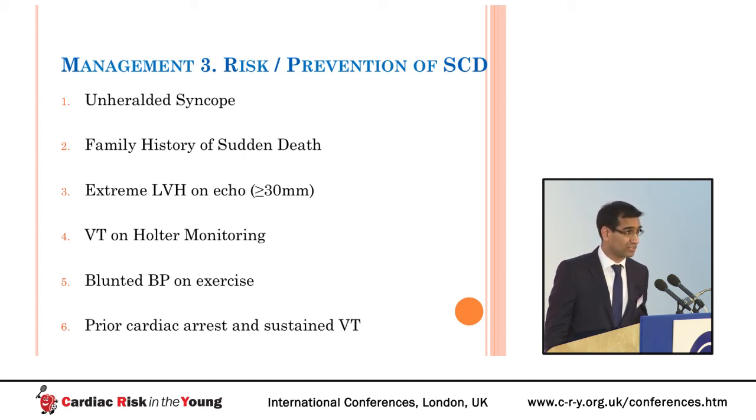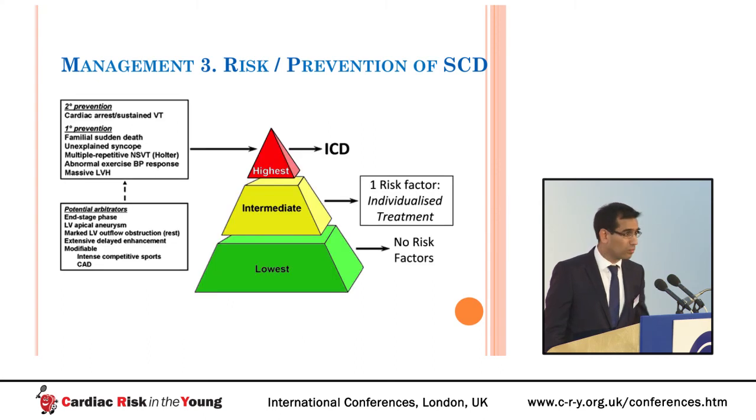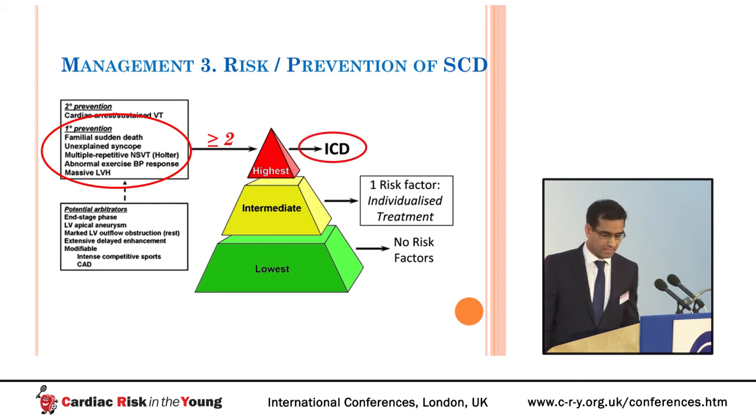And in general, we should look for these features on an annual basis. So what do we do if we find any of these features? Well, if somebody's had a previous cardiac arrest or sustained VT, then it's relatively easy, and in general, they should go on to have an ICD. What about the other features? Well, again, in the United Kingdom, if 2 or more of these are present, we again recommend an ICD.